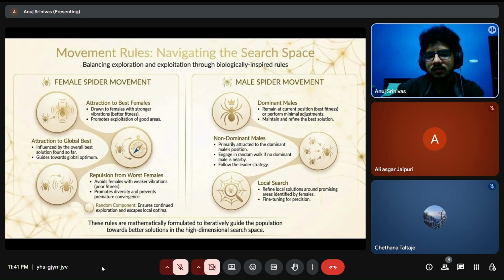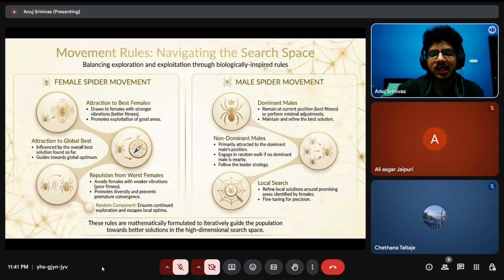Movement rules govern how spiders navigate the search space. Female spider movement: these female spiders adjust their positions based on the vibration signals. They move towards spiders with stronger vibration signals, which represent better solutions, and they move away from the weaker ones, which have a lesser magnitude of vibrations. They are influenced both by the nearest better solution and the global best solution.